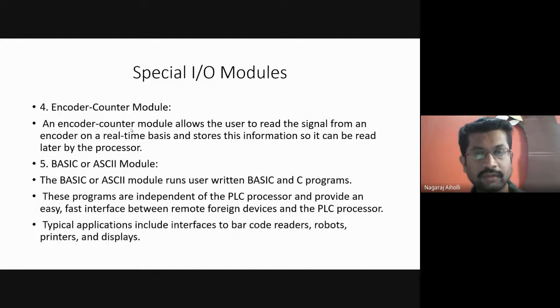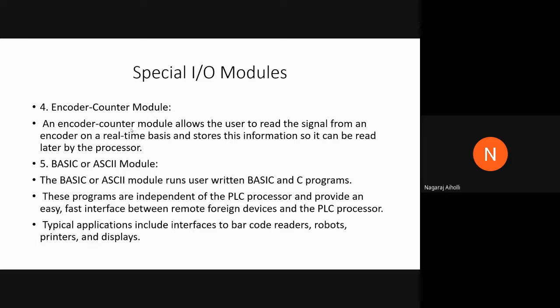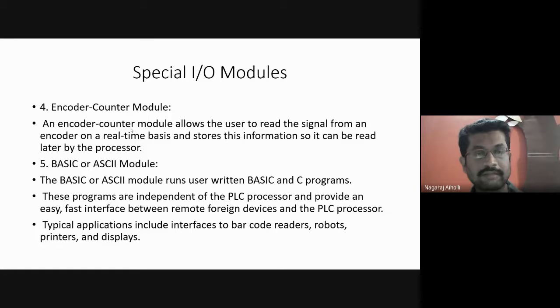Encoder counter module: I have given the example of the optical encoder, with light falling on the rotating disc. Wherever there are slots, you get the light on the other end, and based on that you are able to measure the speed of the rotating disc. Basic or ASCII module makes use of programming languages such as BASIC or C or other PLC programming languages to provide the required input and output.